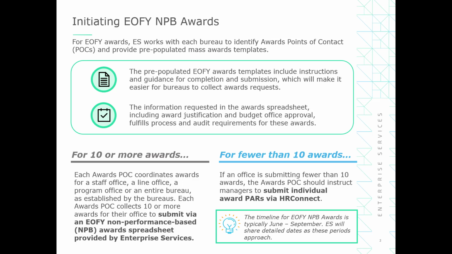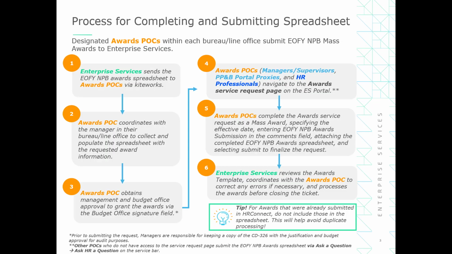To submit fewer than 10 awards, managers will submit individual PARs via HR Connect. More information for that can be reviewed in the Awards Knowledge article. The timeline for EOFY NPB awards is typically June to September. ES will share detailed dates as these periods approach.